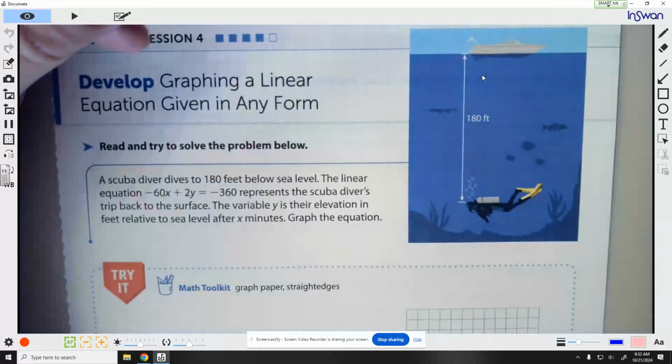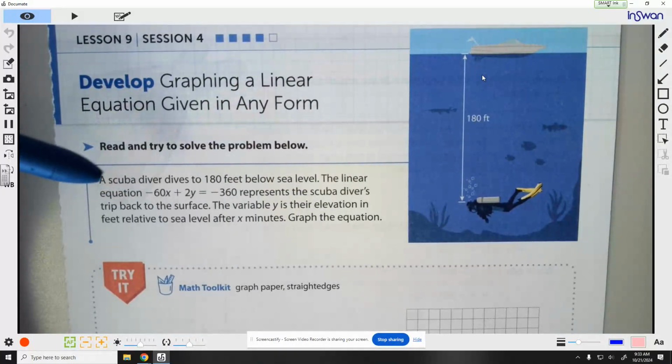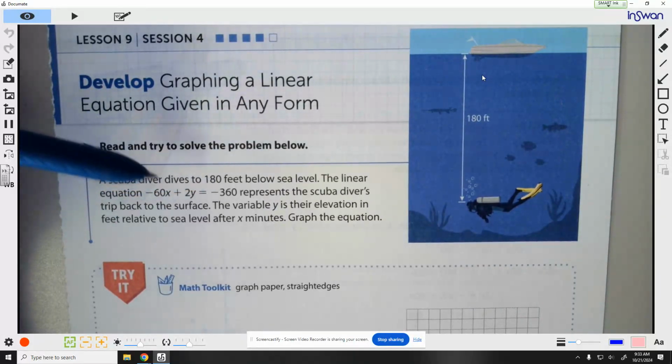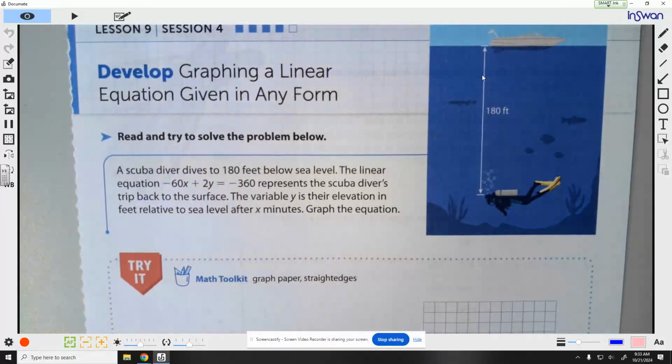It says, a scuba diver dives to 180 feet below sea level. The linear equation, negative 60x plus 2y equals negative 360, represents the scuba diver's trip back to the surface. The variable y is their elevation in feet relative to sea level after x minutes, and they want you to graph this equation. So before we graph this equation, there's a couple things we can do.